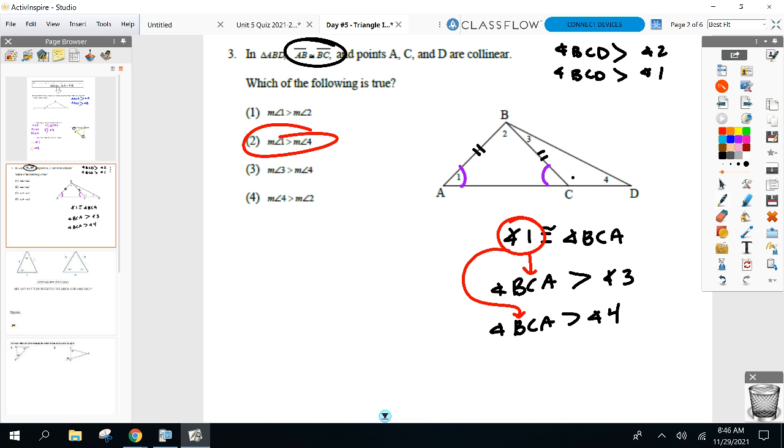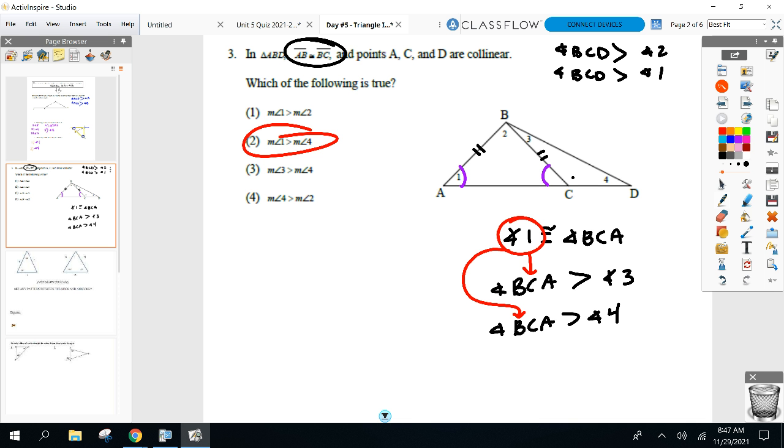Everyone see how that worked? The angles are equal. And I know because BCA is an exterior, it's bigger than 3, and it's bigger than 4. So if BCA is bigger than both, so is angle 1, because they're equal. Tough one.